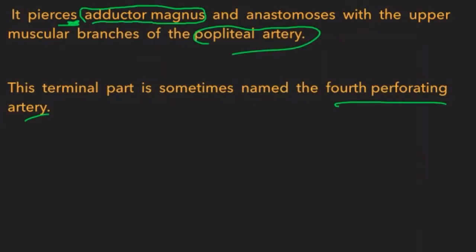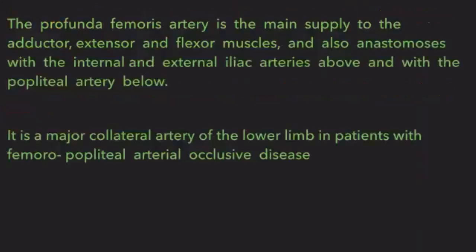Okay. Next one, the profunda femoris artery is the main supply to the adductor, extensor, and flexor muscles of the thigh. Okay, always remember this: adductor group, extensor group, and flexor group of muscles are supplied by the profunda femoris artery, and also it anastomoses with the internal and external iliac arteries.